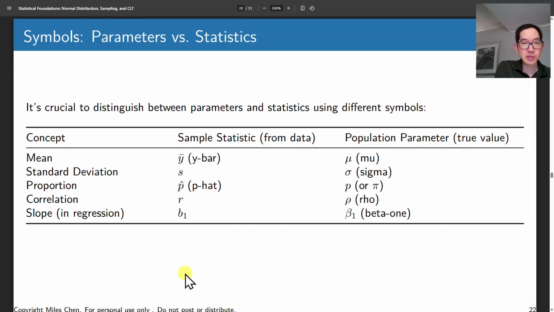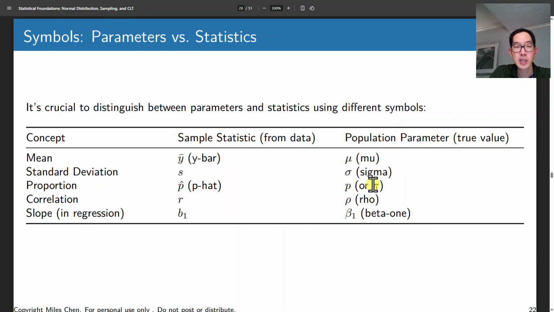In order to help us keep track of which one's which and not get us mixed up, we have different symbols. When we're dealing with the mean of a sample, we call it y bar. If we're dealing with the mean of a population, we call it mu. Standard deviation of a sample is S. Standard deviation of a population is sigma. The proportion of a sample is p hat, and the proportion of a population is p.